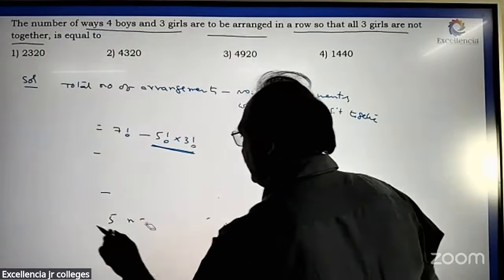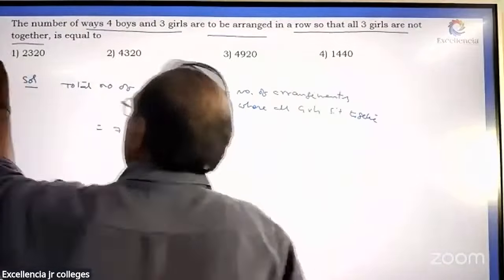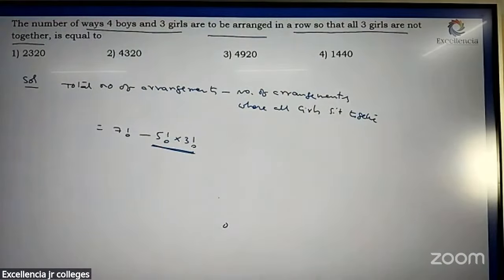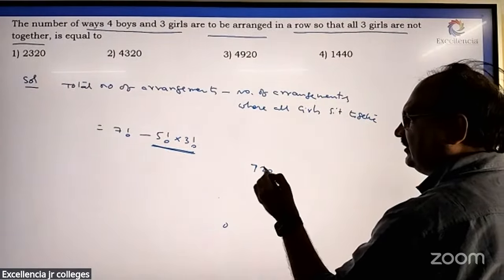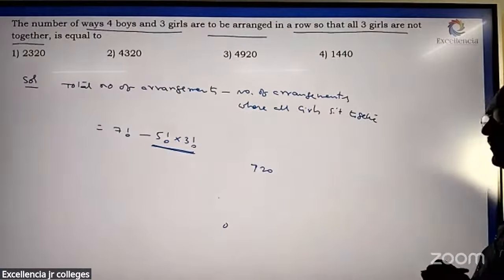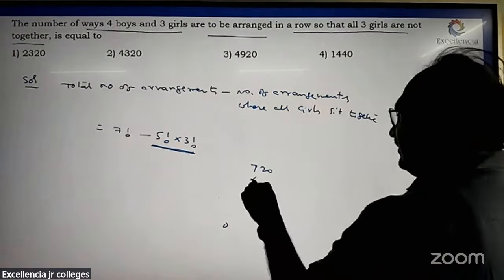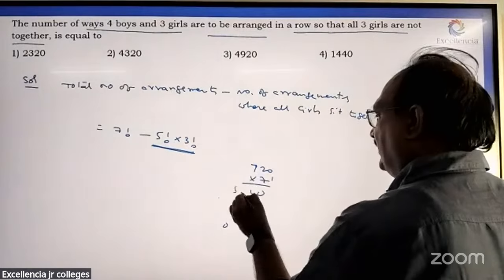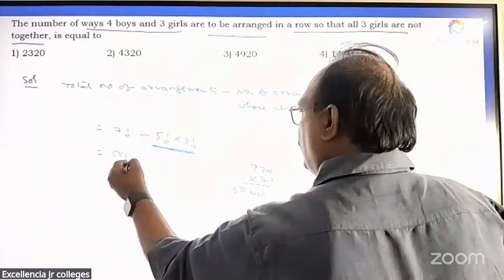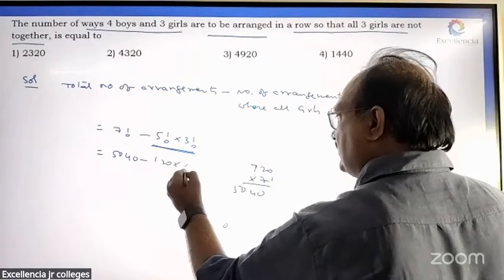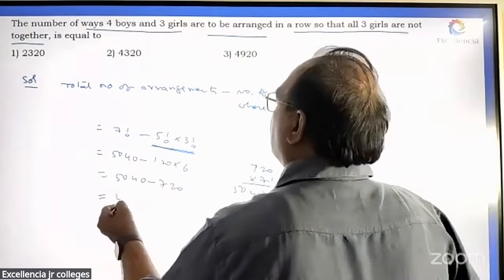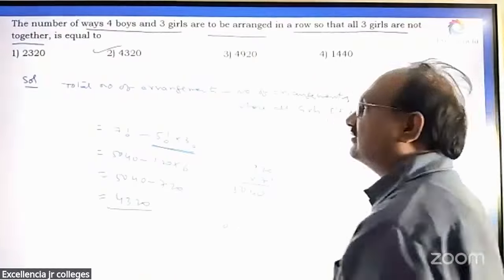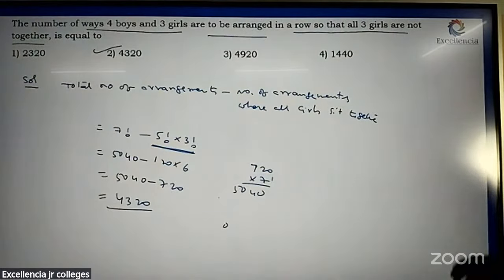So here, once again, let me write. 7 factorial means 7 into 6 factorial. 6 factorial is 720, which is 6 into 5 into and so on. 720 into 7 is 5040. 5040 minus 5 factorial, 120 into 6, that is 5040 minus 720. Then it is nothing but 4320. This is the correct answer for the number of ways in which 4 boys and 3 girls can be arranged.